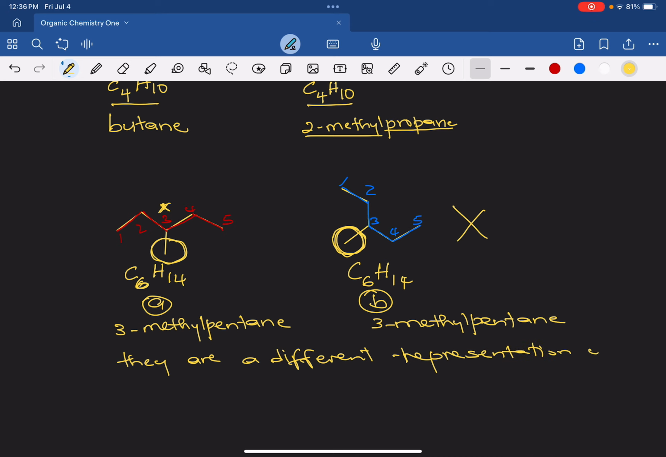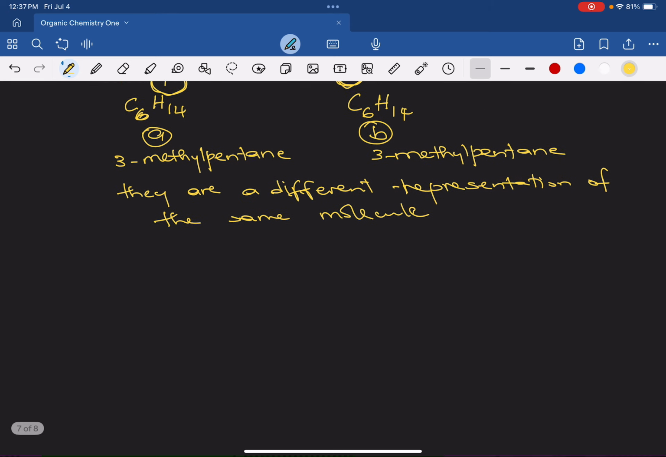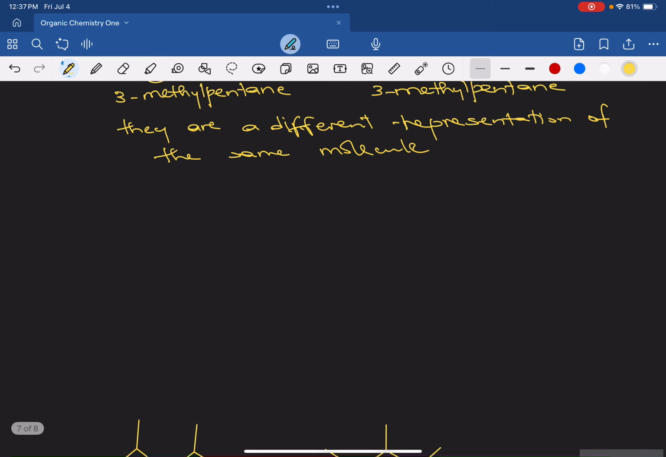Different representation of the same molecule. Which is why I tell you, if you're given a question and they ask you to draw as many constitutional isomers as possible, if you name all the structures you play around with and draw, if they have the same name, they're not constitutional isomers.